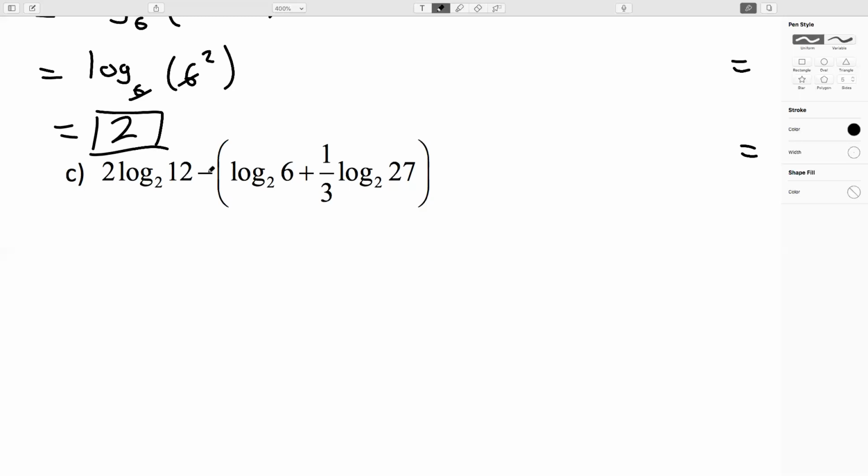I forget to do this, I'm going to forget to make both log base 2 of 6 and 1/3 log base 2 of 27 negatives. So let's do that first. This equals 2 log base 2 of 12 minus log base 2 of 6 minus 1/3 log base 2 of 27. Okay, and that's just because this negative sign applies to both terms.